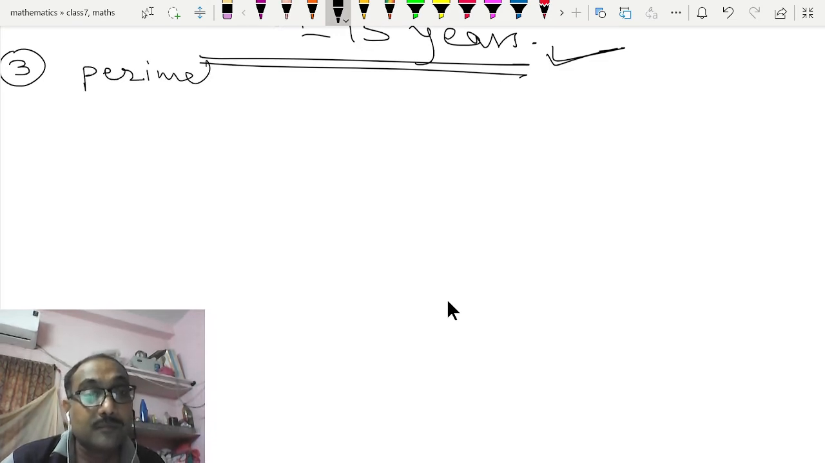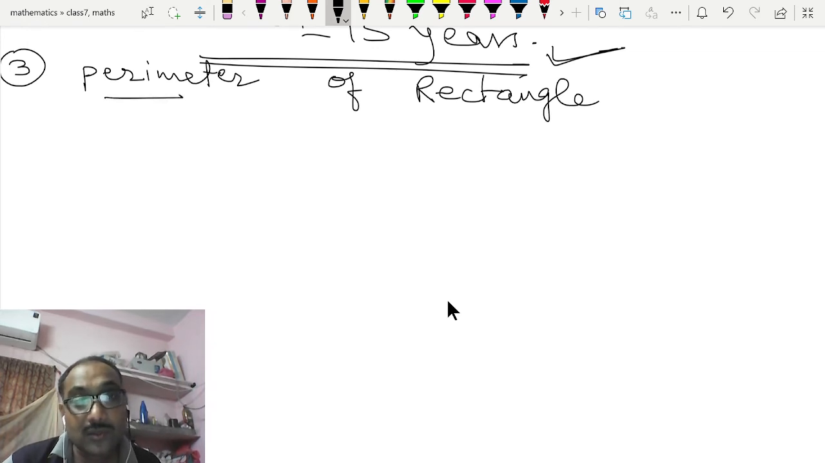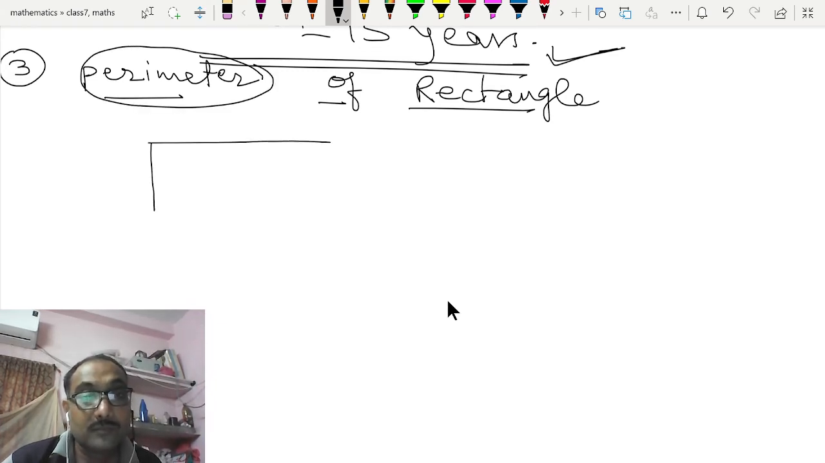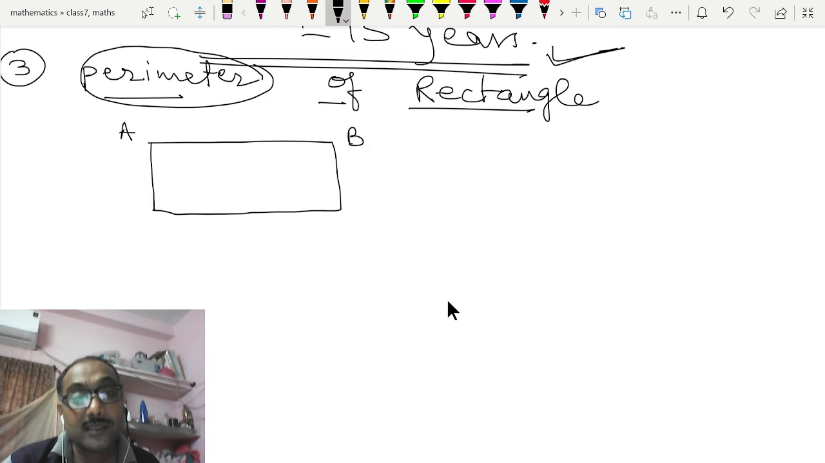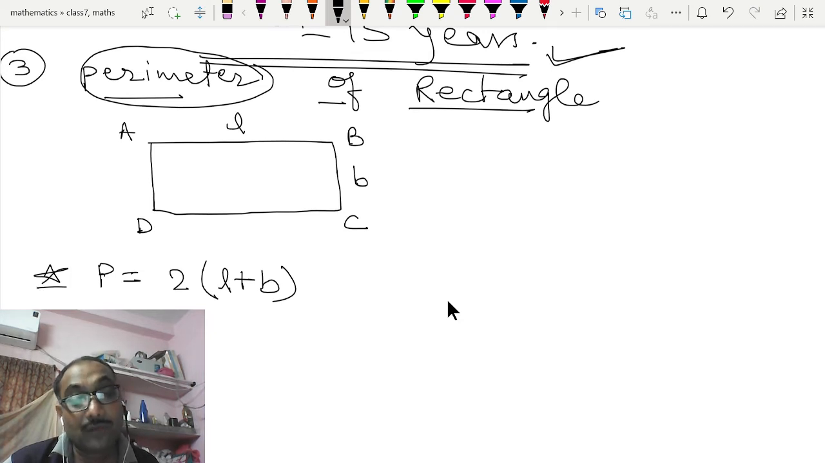Perimeter of rectangle. This is a common type question, you will see it in your book also. What is called perimeter? Perimeter means length of boundary. This is the rectangle and you are finding its perimeter. So perimeter will be the length of its boundary. Formula of the perimeter of rectangle is 2 times the sum of the two dimensions L and B. Okay, this is called the formula of perimeter of a rectangle.